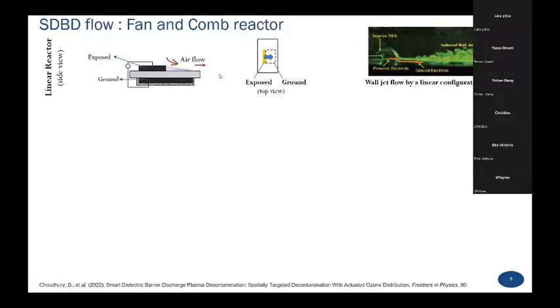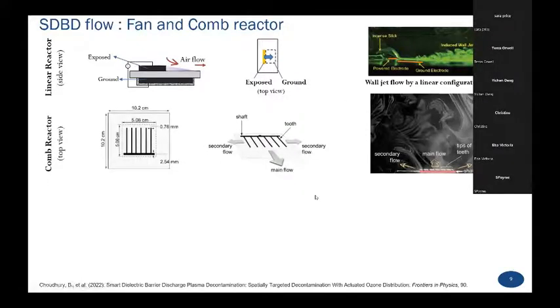So what happens is, for a linear reactor, here is the top view. The flow goes from the exposed to the ground electrode, and here is the flow visualization of the wall jet that results from powering up a linear reactor. Here is the reactor, and we have this induced wall jet parallel to the reactor surface, kind of 2D with respect to the whole volume presented here.